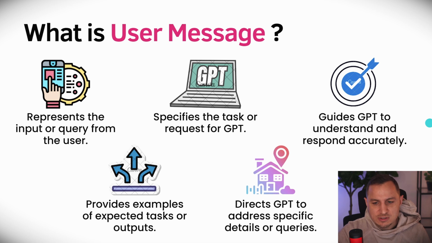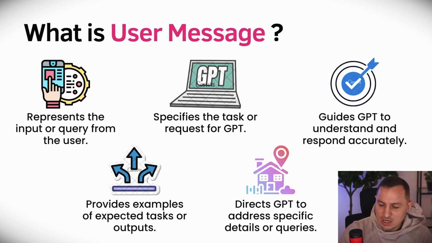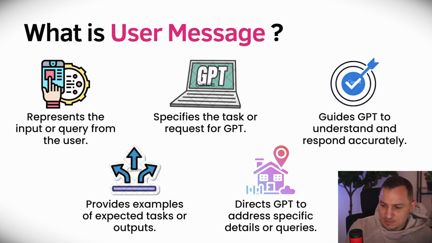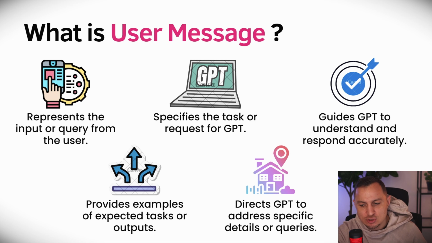So then we are using user messages. The user messages represent the input or query provided to ChatGPT. So it outlines a specific task or question that the model needs to address. This message is essentially for guiding GPT to understand what is expected in a given instance. For instance, a user message might ask the model to extract fields like customer name and address from a form, serving as a clear and actionable request.